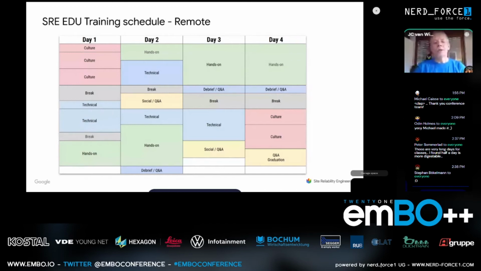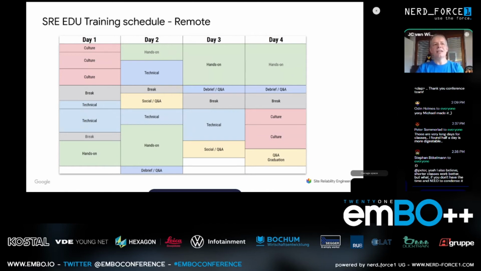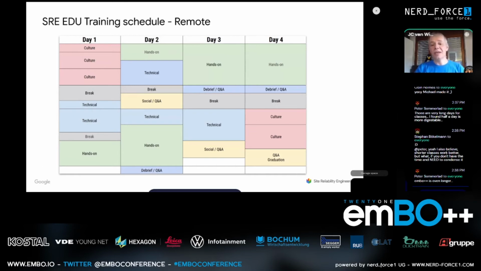And normally in the Q&A in graduation session on the last day, we would hand out t-shirts, we would hand out the SRE book, we would take a photo of the entire group, and that would then be put in the yearbook. That all, of course, is no longer possible, but we do have a Q&A session at the end where all the instructors come together again and the students can ask questions about what they have learned or not have learned in that week.